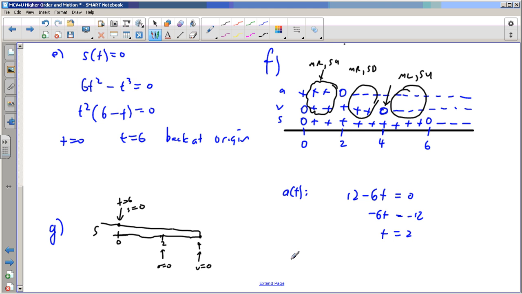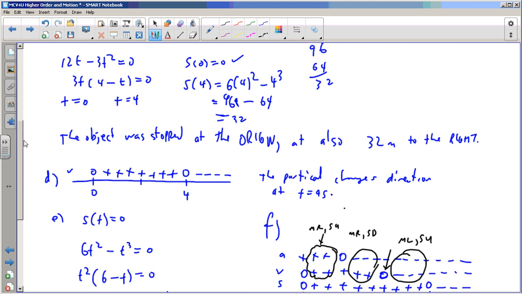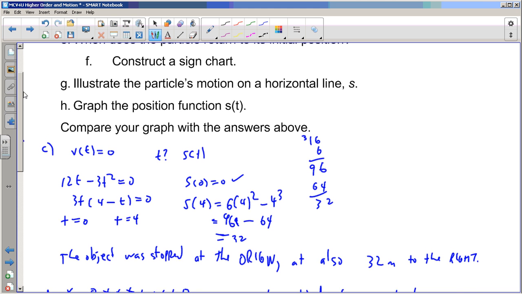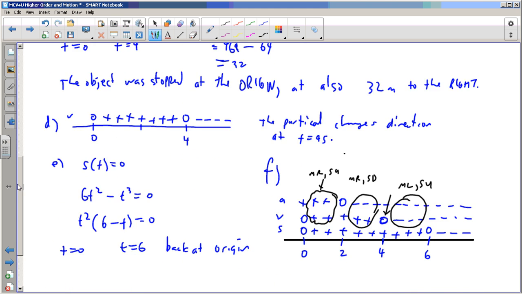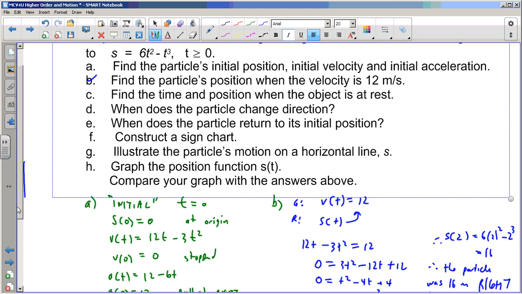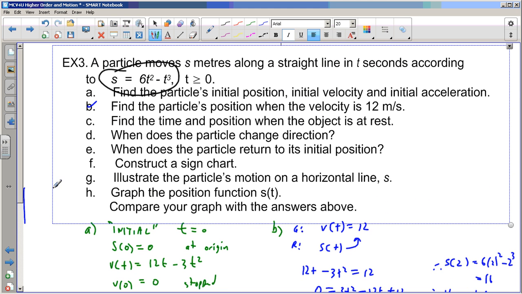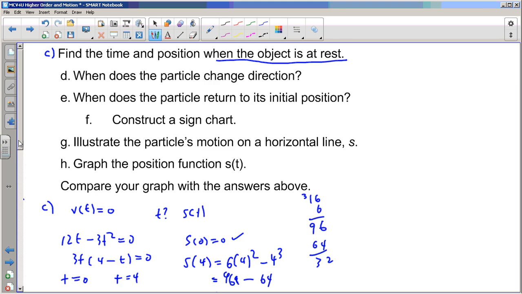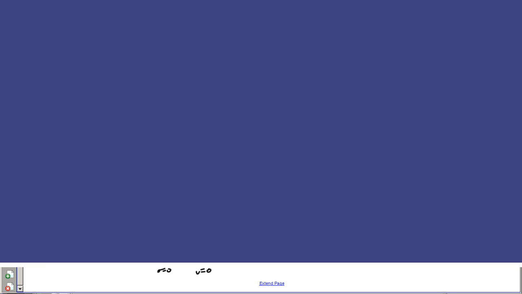What a great question. There's a last little bit of business. The objective was to compare your graph with the answer. Graph the position function s of t. Notice that in advanced functions class, we would have graphed it right away and hoped we could figure out when the minimums and maximums occurred. But with this, we can do a lot better than that.